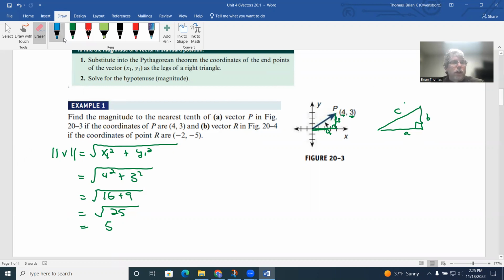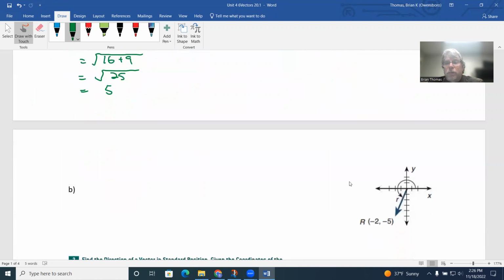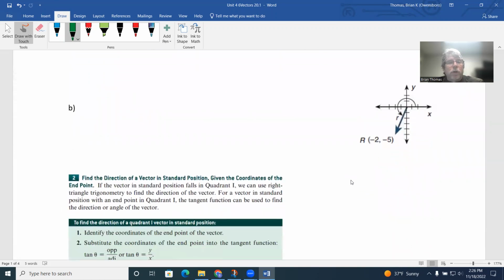So let's see what else they have here. This would be example A. Example B, vector R in figure 20.4. Don't have that one. The coordinates are -2, -5. Let's see if I made that drawing or not. Oh, here it is. This would be part B down here. So we want to find the length of this vector.